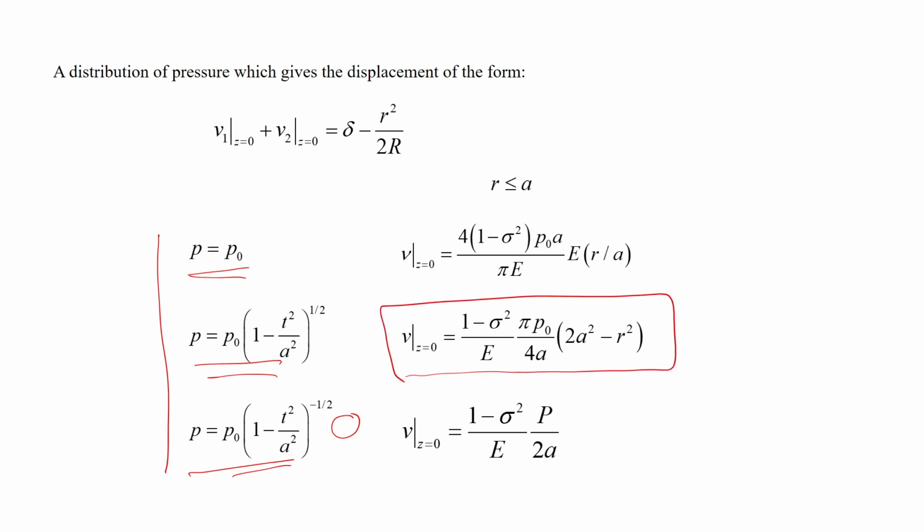like this. And for this case, P equal to P0, the vertical deformation in the loaded area, that is r less than or equal to a, was that elliptic function of the second kind that we had gotten.